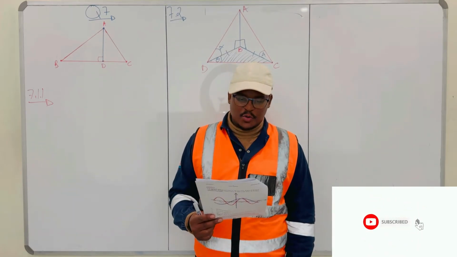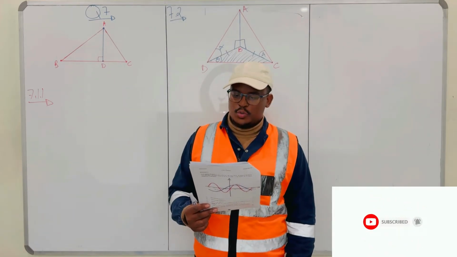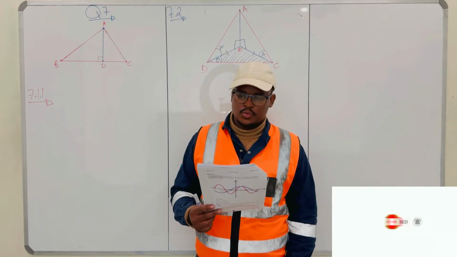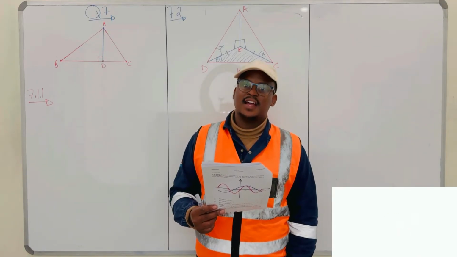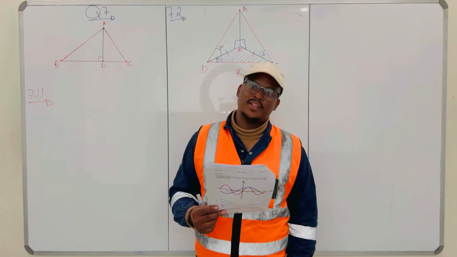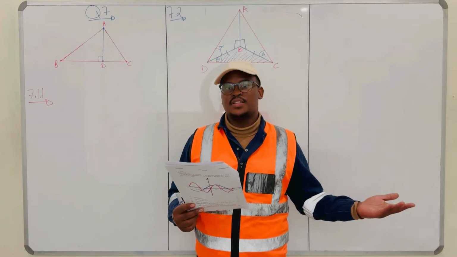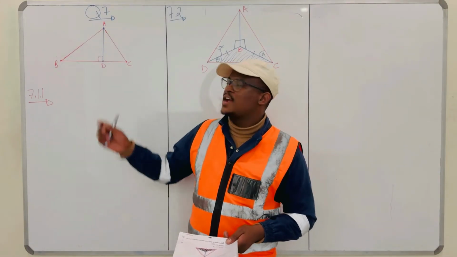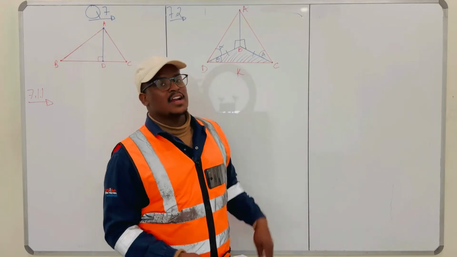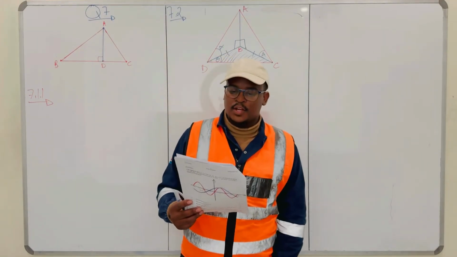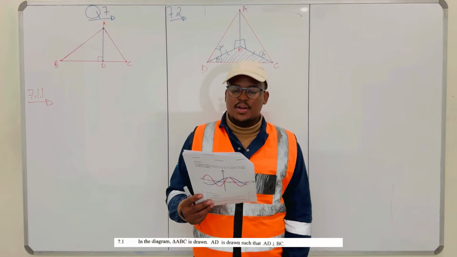On this video, we'll be doing question 7 of the May/June 2024 question paper, Mathematics Paper 2. The topic is 3D application of trigonometry. So I have this 3D diagram here. No problem. 7.1 reads as follows.